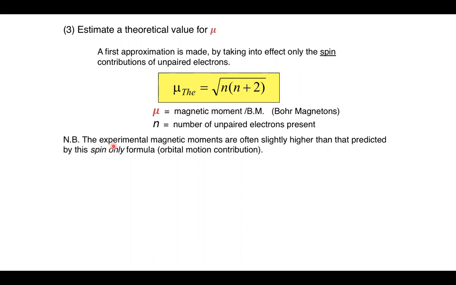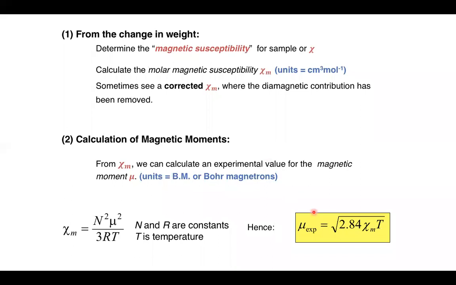The experimental magnetic moments are often slightly higher than that predicted by this spin-only formula because of the orbital motion contribution. This is really just a very rough guide. If you know the number of unpaired electrons, you can do this calculation very quickly, and that would give you a guide as to what sort of value you should be obtaining from this equation after you've measured the magnetic susceptibility.